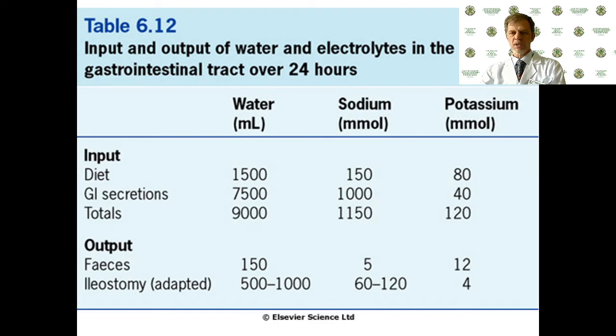So now what you can see is that totally in our intestine we have up to 9 liters of water. We drink about 1.5 liters of water, then gastrointestinal secretion is about 7.5 liters, but finally output is only 150 grams of feces. Again, the rest is reabsorbed in our intestine, including large bowel.